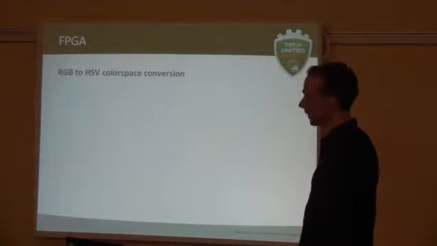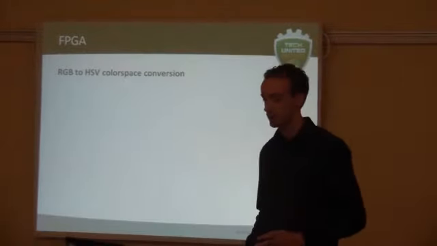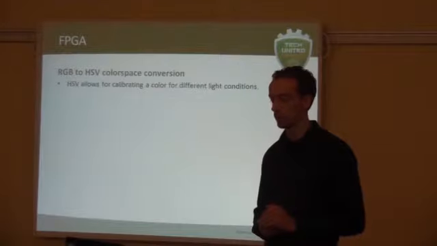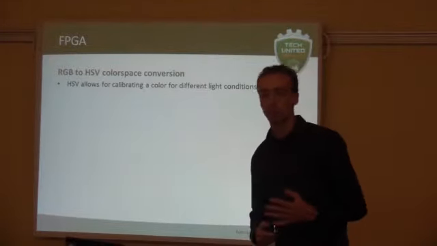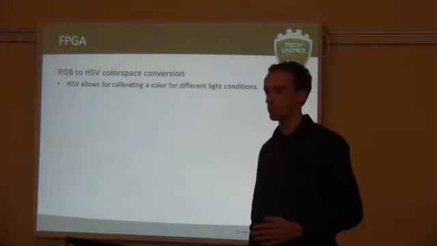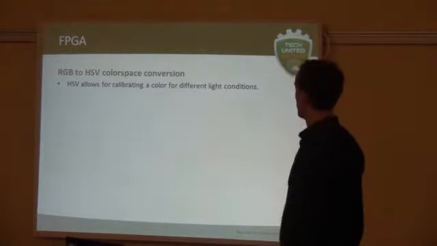Okay. So then we have this RGB image, and we want to convert this RGB image to the hue saturation value color space. We want to do this because then we can calibrate for a certain ball color, and this calibration will hold for different light conditions, and we don't have to recalibrate it for every little light variation.